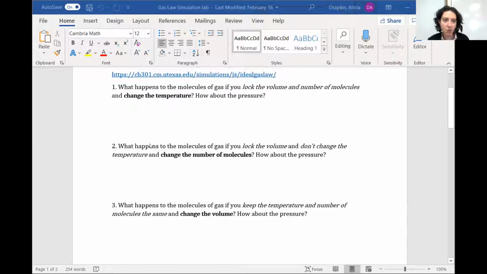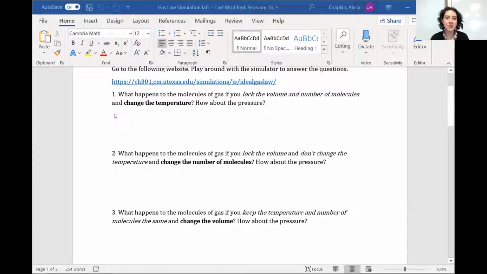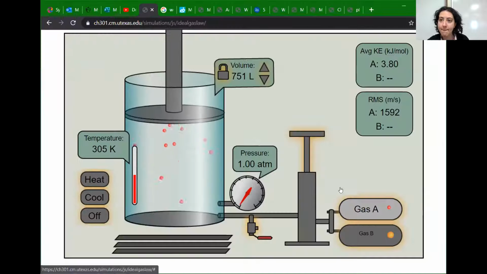So let's take a look at number 1. Number 1 says, what happens to the molecules of gas if you lock the volume and number of moles? So we do not change those, we keep those constant, but we change the temperature. So what do we see happening to the molecules of gas, and how does it affect the pressure? Let's take a look at our simulation, and we'll answer this question.